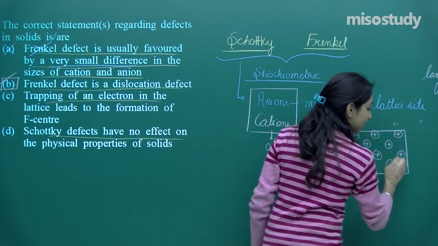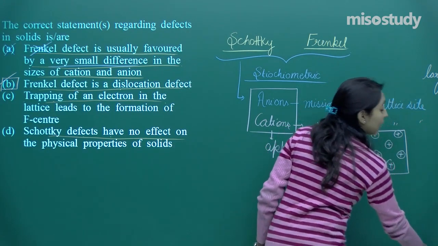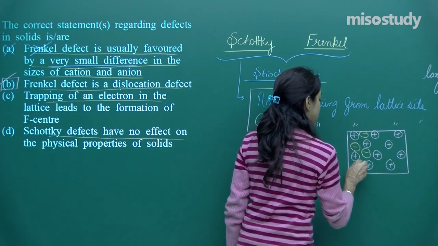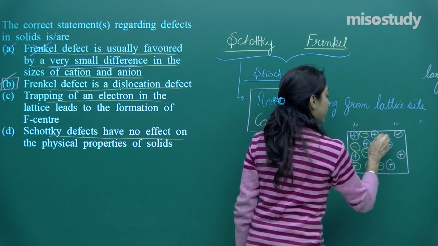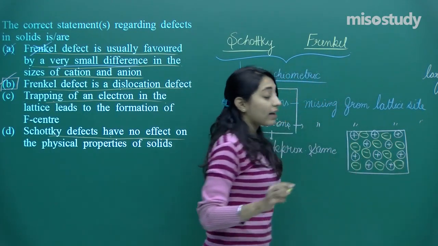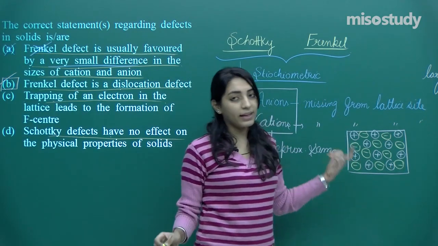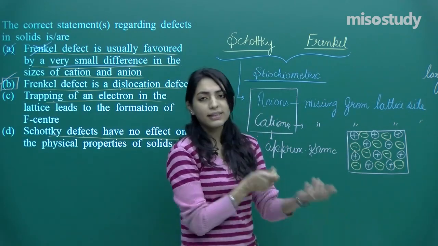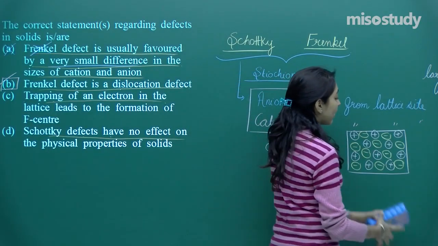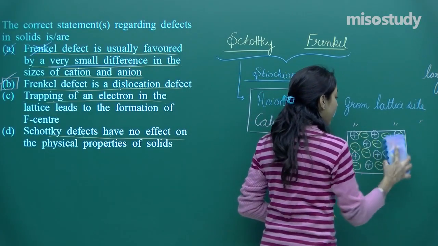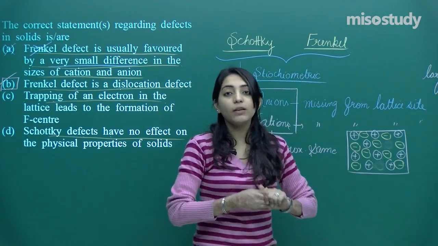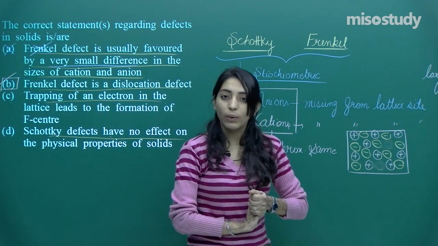So these are the cations that I have drawn, and the anions I will be drawing in yellow. Okay. Now I am saying there is some mass and there is a particular volume, right? So the density is a particular value. Now if I am saying that because of the defect, let us say one cation and one anion is missing from the lattice site. So I have just removed one cation and one anion.